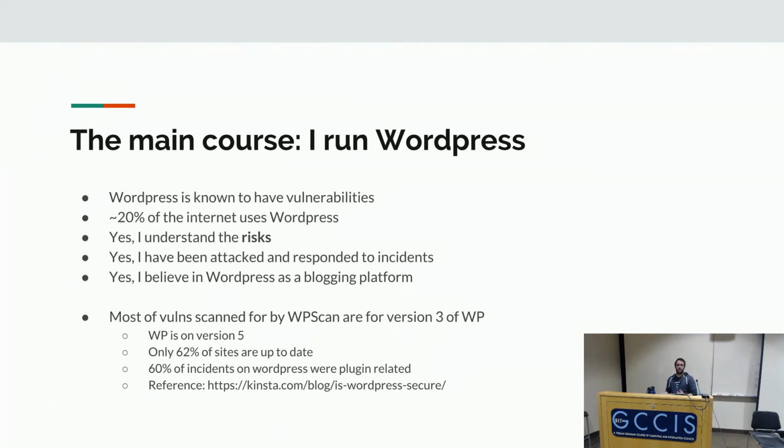Most of the vulnerabilities that WPScan scans for are for version 3 of WordPress, but WordPress is on version 5. So one of the interesting things is that most of the vulnerabilities it actually scans for are for a very, very old version. 62% of websites are not up to date, so when WPScan gets a hit, it's because people aren't up to date.